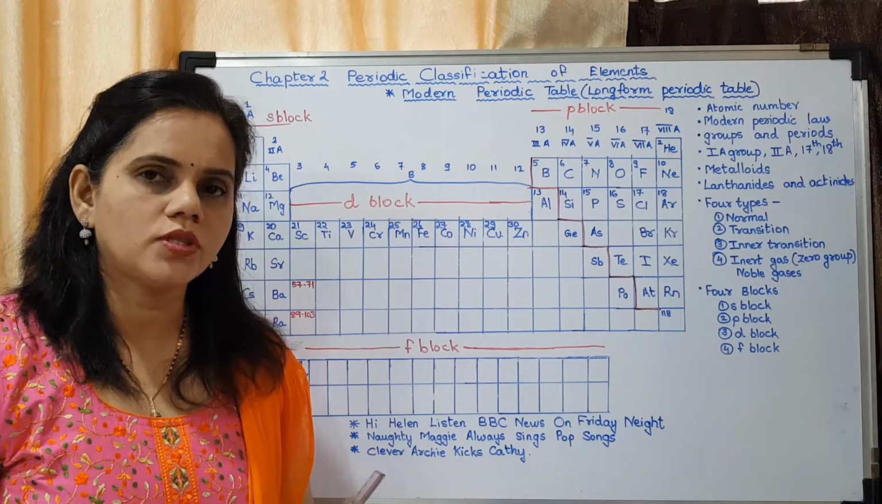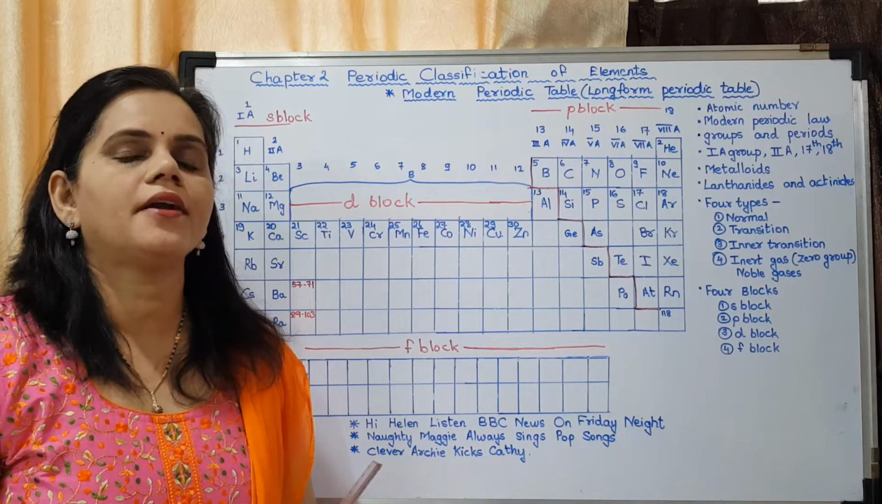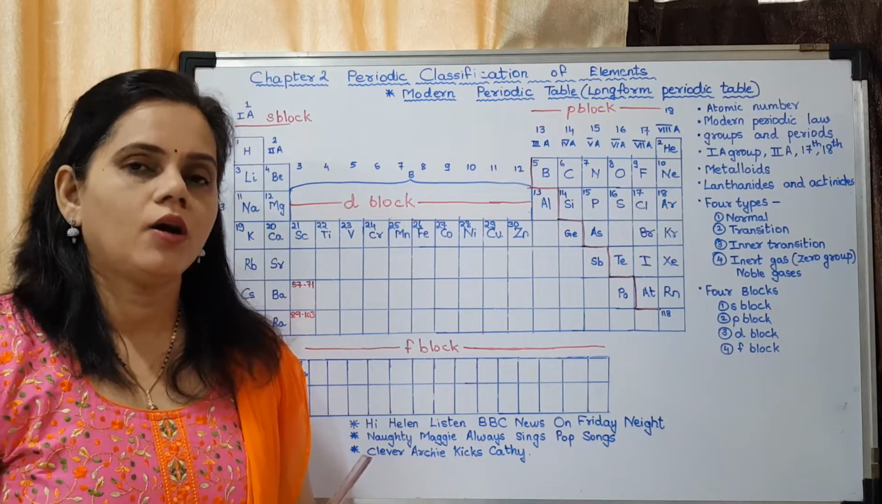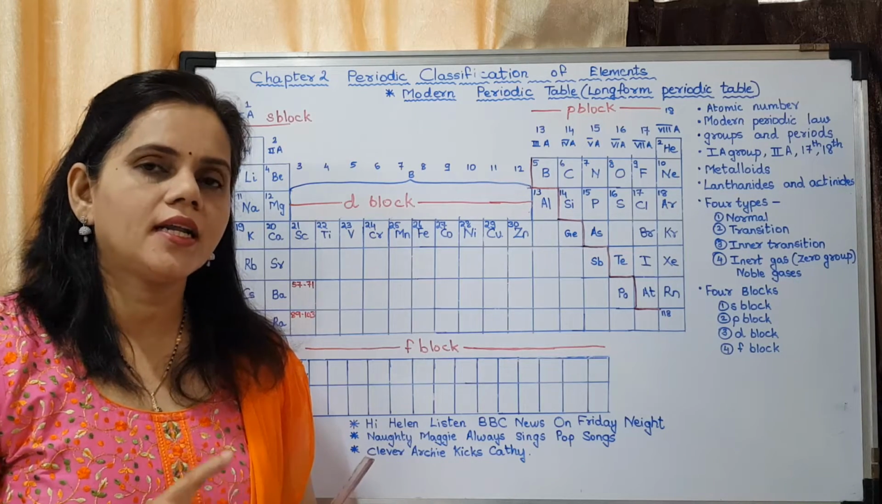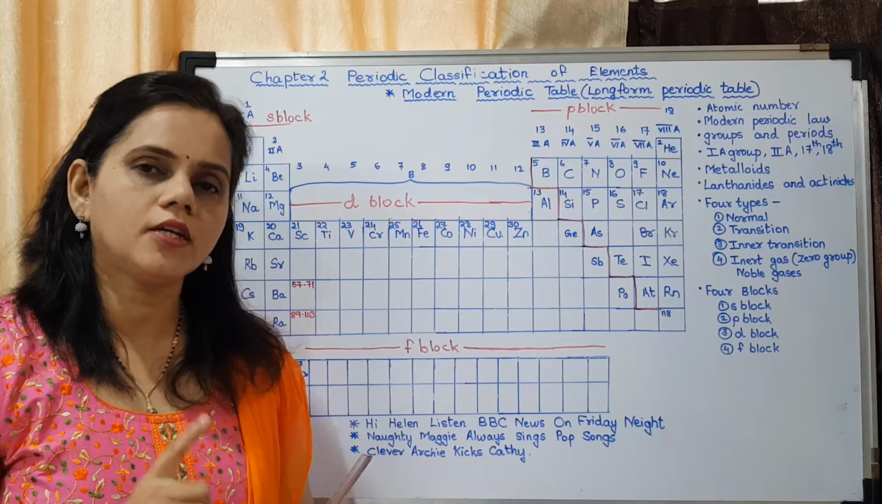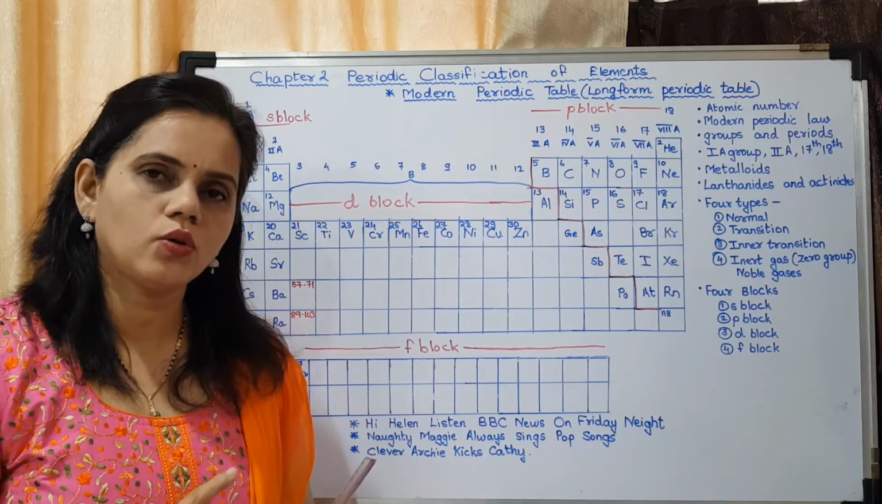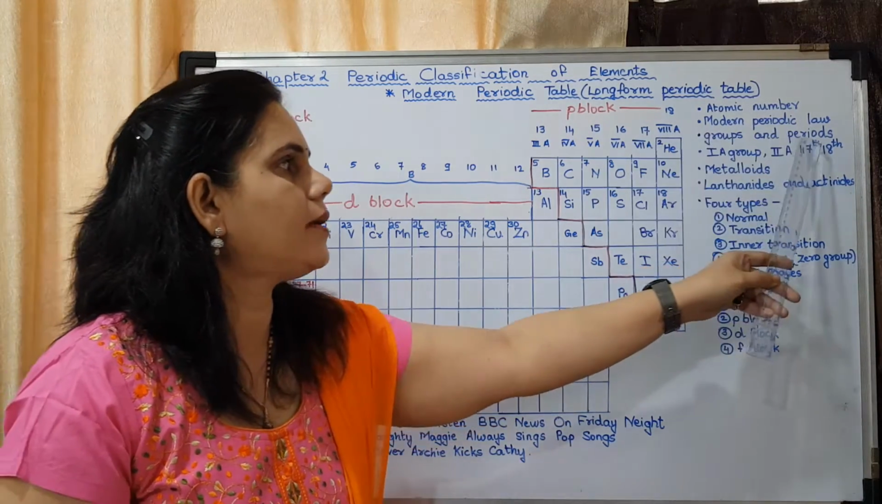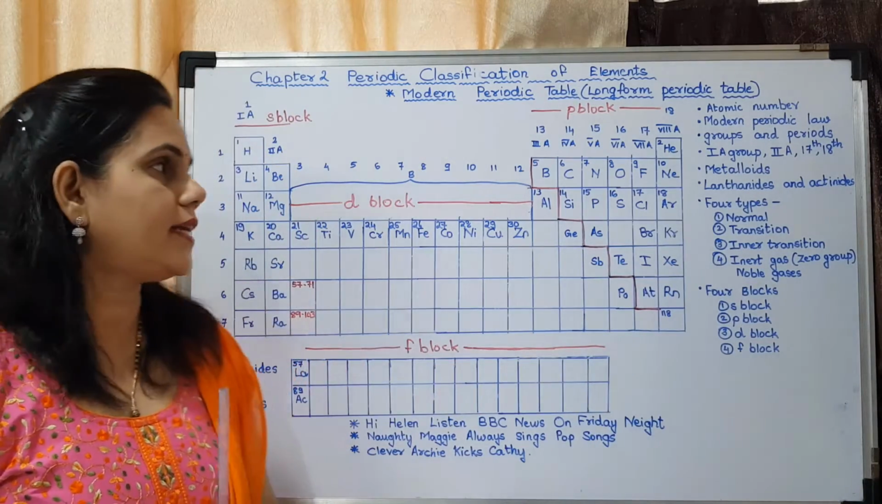Vertical columns are called groups and horizontal rows are called periods. I repeat, vertical columns are called groups and horizontal rows are called periods. So that is about groups and periods. How many groups are there?